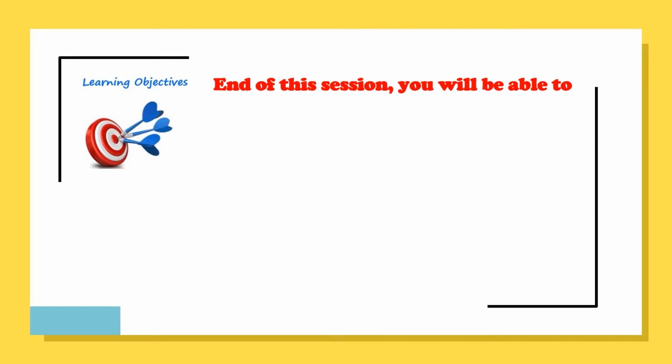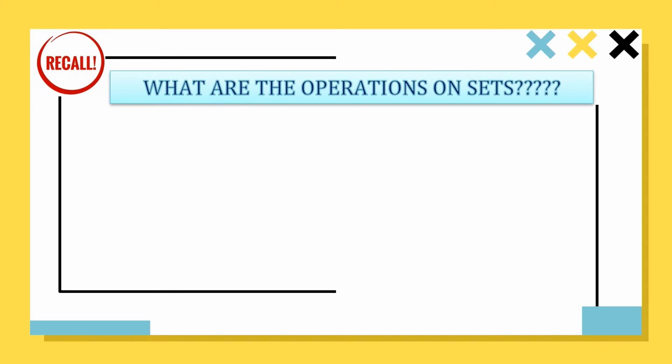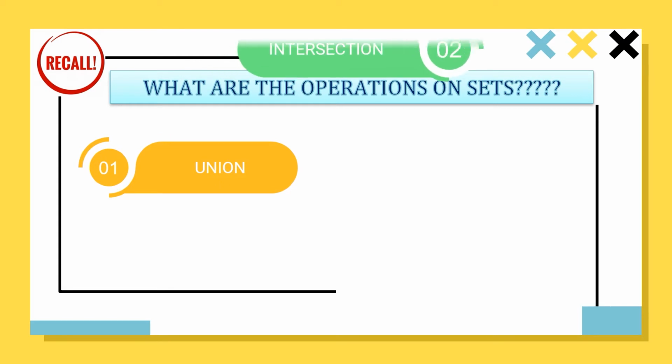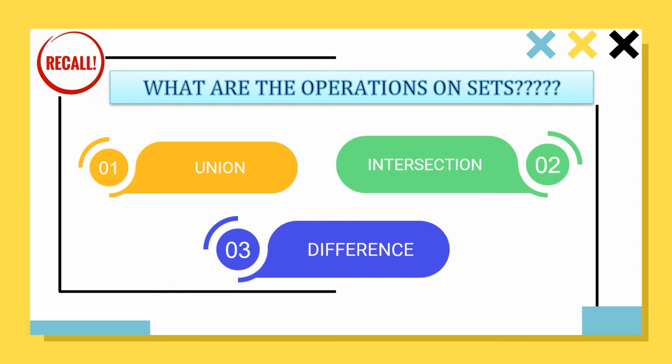Before that, let's see the learning objective of today's session. You will be able to recall the union of sets, which was our last topic, and today you are going to find the intersection of two sets. So union and intersection is going to be the combination of today's topic. Let's recall the major operations on sets that we have seen in the last class. The first operation is union, the second operation is intersection, and the third major operation is difference of two sets. This is what we have seen in the previous class, and we have started with union.